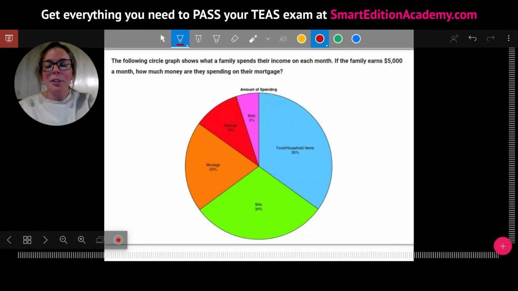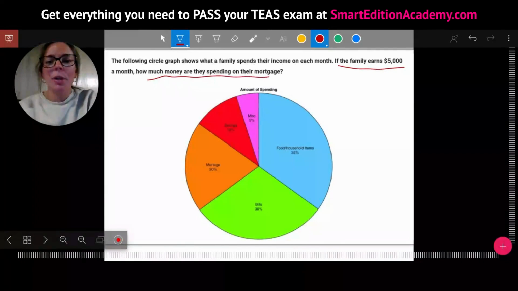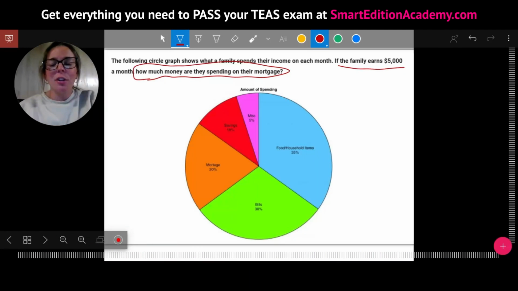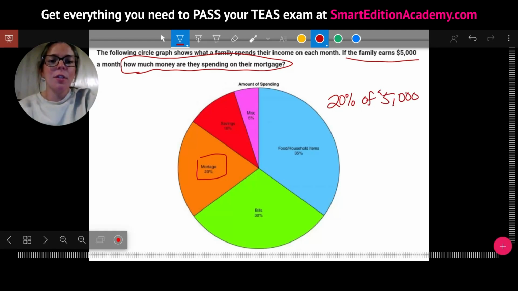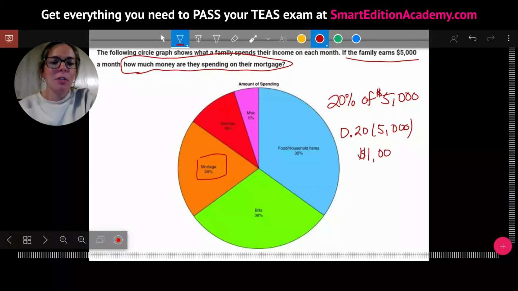All right, let's do another. The following circle graph shows what a family spends their income on each month. If the family earns $5,000 a month, how much money are they spending on their mortgage? So they're telling us they earn $5,000. How much are they spending on their mortgage? Well, their mortgage is right here, 20%. So this is saying that they're spending 20% of their income, of their $5,000, on their mortgage. So turn it into a decimal, multiply it by that total amount of money, and you should get that they're spending $1,000 on their mortgage.